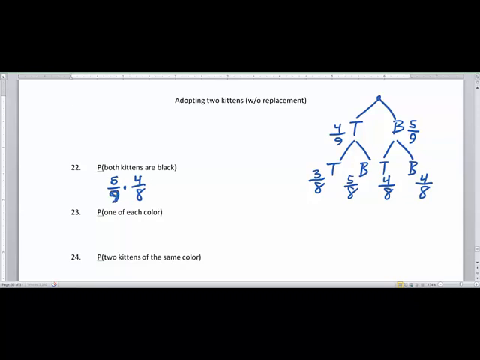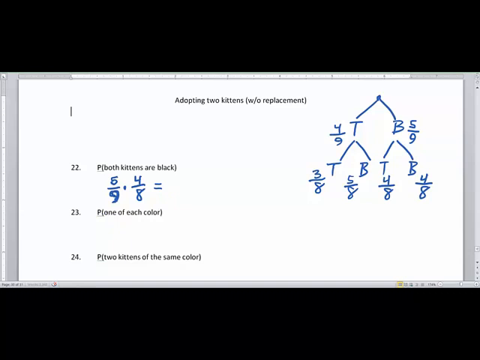Some of you might be feeling like, when do we do the addition symbol? We use the addition symbol when we have an or situation, like one or the other could happen. We're actually going to see that on this page. But this is the only path where both kittens are black, and when I compute this out, it's going to give me a fraction, and it's going to give me a percentage.